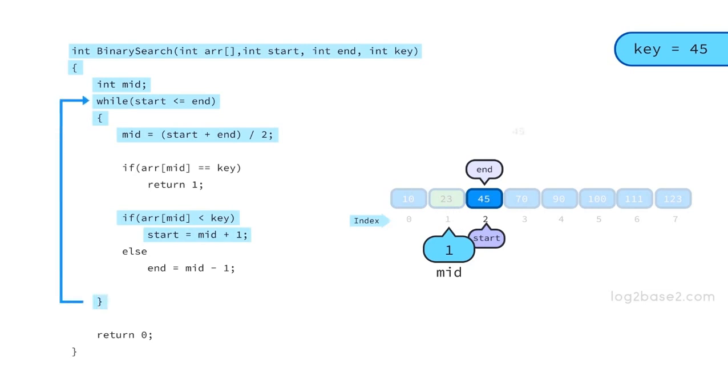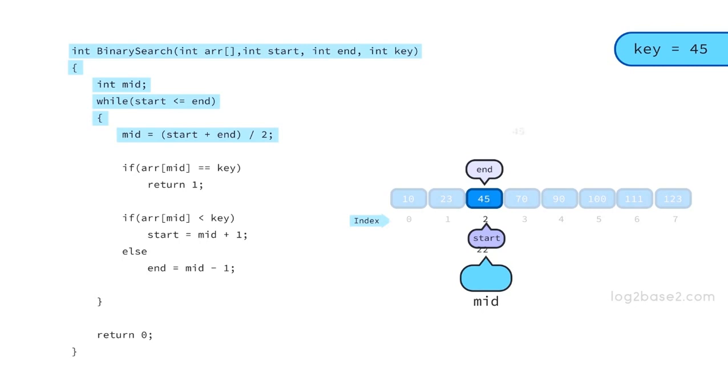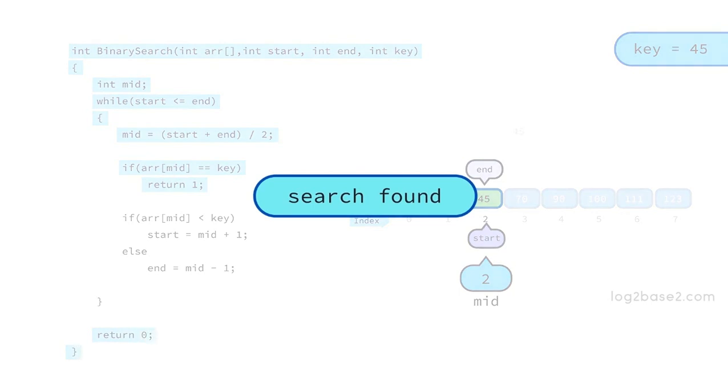Now check the while condition, and 2 is equal to 2. So the condition is okay. So find the new middle element. It is 2 plus 2 divided by 2, which is 2. Now check if the middle element is equal to the key, and it is. So return 1 as the key is found. This is how it works, and always remember binary search will work only for sorted arrays.